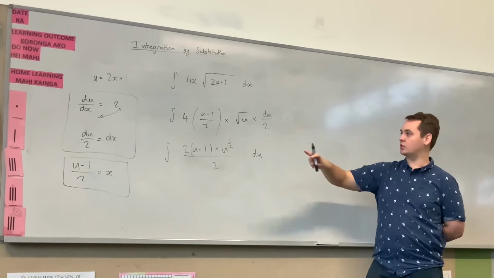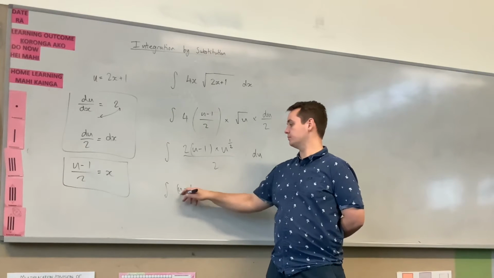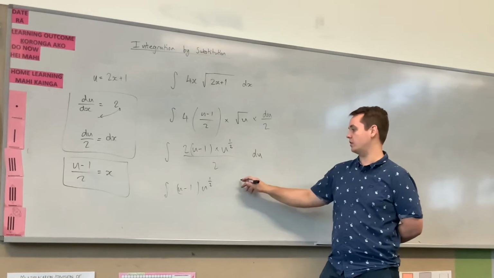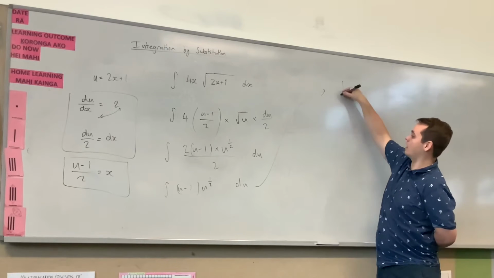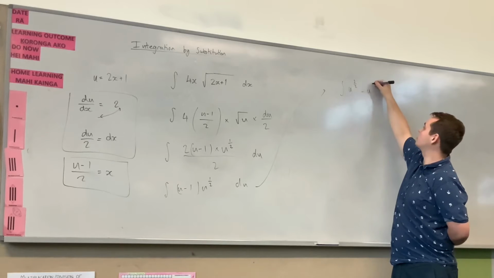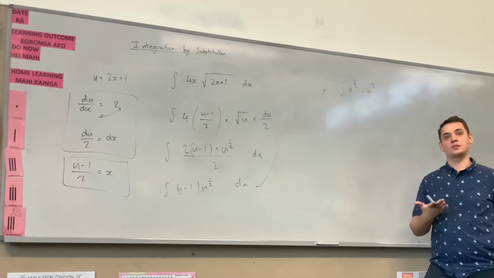Because we can bring the divide by 2 along, which becomes just (u minus 1) times u to the power half, because the 2's cancel out with each other, with respect to u, which also becomes the integral of u to the power 3 over 2 minus u to the power half. Now we can integrate it.